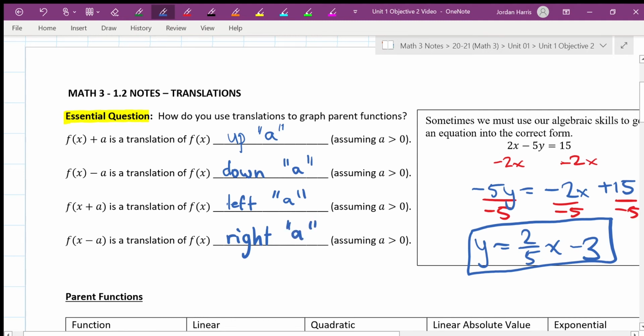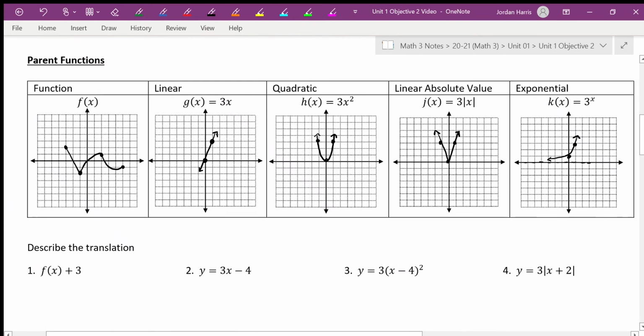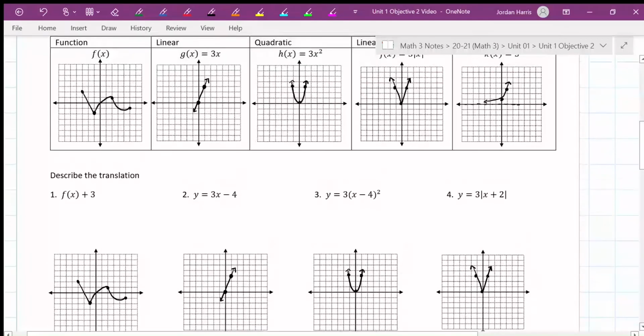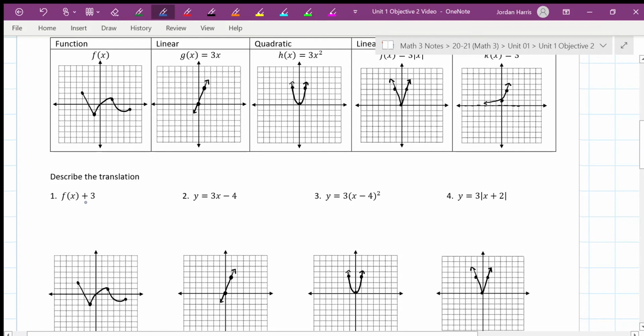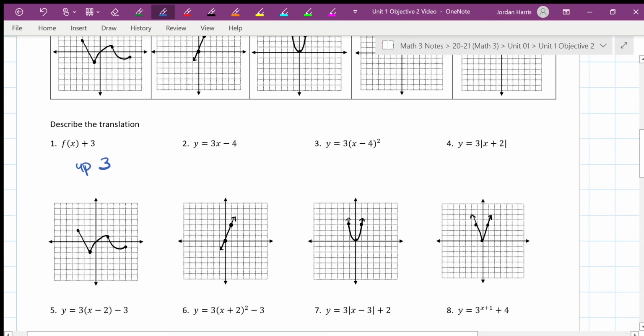Right. So these are the parent functions we're going to be dealing with. We have f of x, g of x, h of x, j of x, and k of x. F of x is just some crazy looking function. And then we have a line, quadratic, linear absolute, and exponential. So the first thing is, what if we took this function and did plus 3? So that's to the end. So that's an up 3 shift. I have these drawn on my graph already. All it means is we literally take each point and move it up 3.